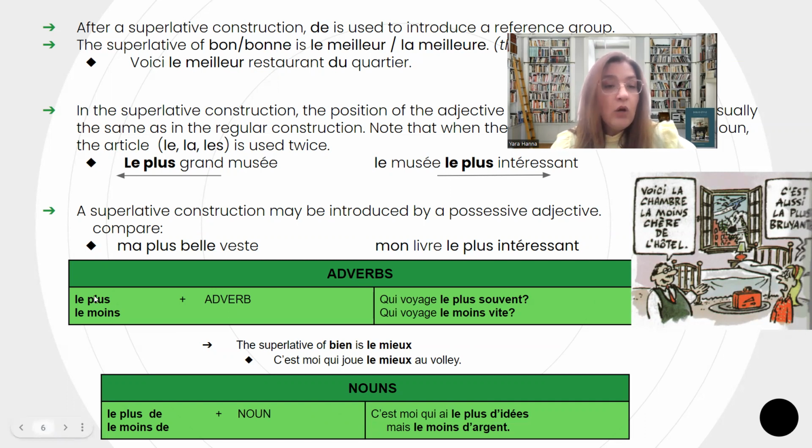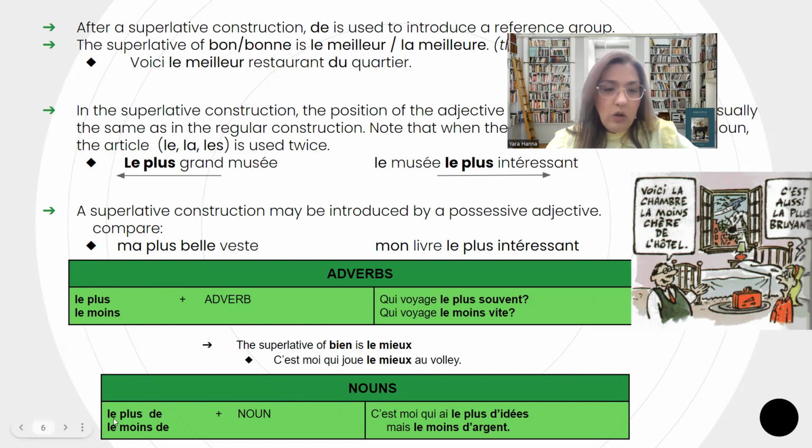Okay, so for adverbs, let's compare the use of the superlative with adverbs and with nouns. For adverbs, le plus plus adverb. Okay, here is the construction. Qui voyage le plus souvent? Who travels the most often? Or le moins plus adverb. Qui voyage le moins vite? Who travels the slowest? The superlative of bien is le mieux. Here's an example. C'est moi qui joue le mieux au volley. It's me who plays the best at volley, or it's me, the best volley player.